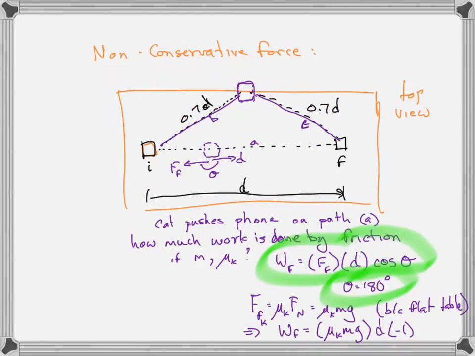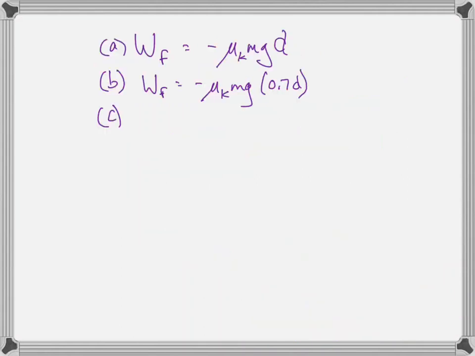So what's the work done along path C? It's the same. It doesn't matter that path C is at an angle to path A. All that matters is the angle between the frictional force and the displacement. At any point, the displacement is in one direction and the frictional force is in the opposite direction, so it's still 180 degrees. We still get that the work done by friction is minus mu k mg times 0.7d. Okay, it's a non-conservative nature.